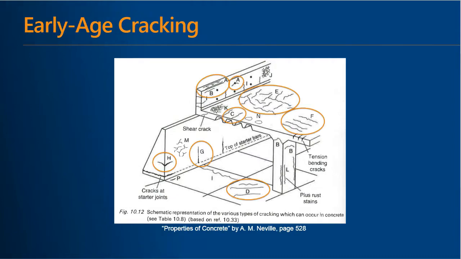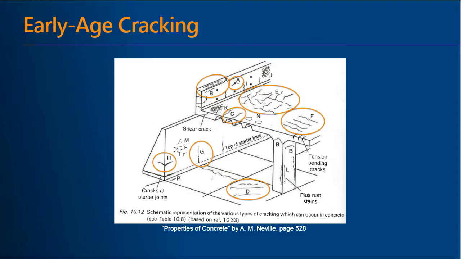So we'll start with a way to categorize cracking. In this presentation, we will be discerning cracking, whether it's early age or later age cracking, and that's primarily related to the condition of the concrete. So is that paste plastic or has it already become hardened? And that's what we specifically are meaning between early and later age cracking.